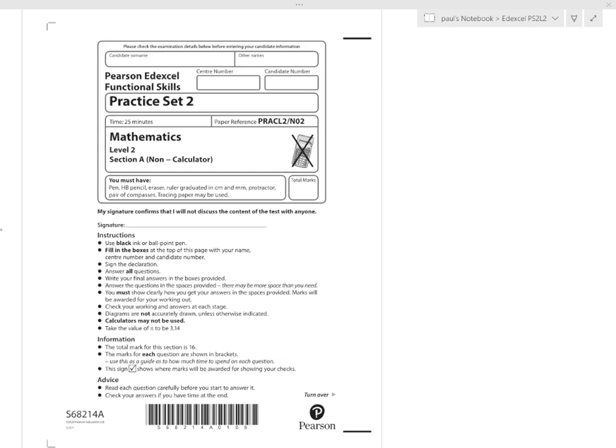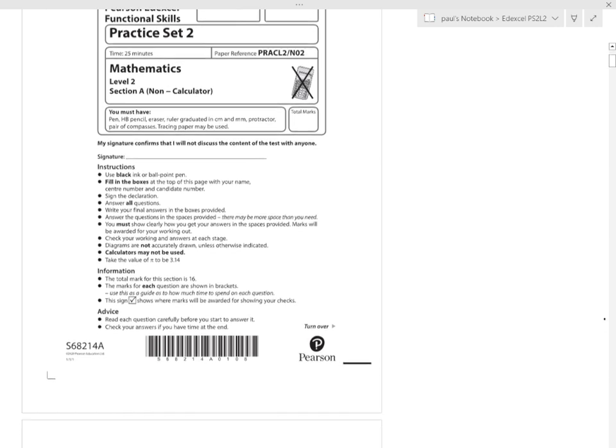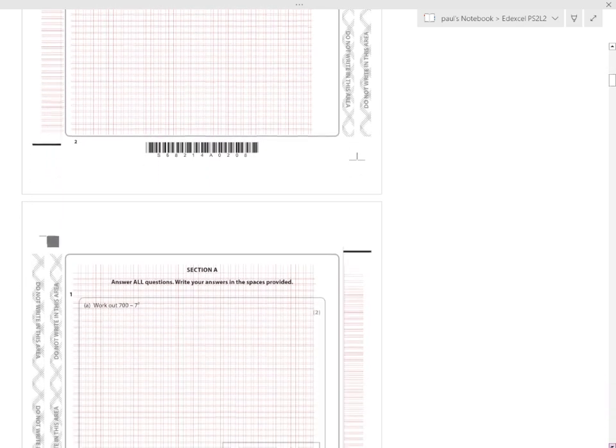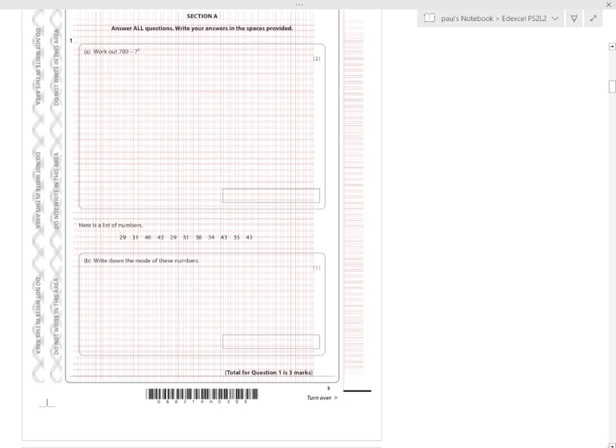Right, here's an exam from Edexcel, practice set 2. There's going to be a practice set 1 somewhere or other when I find it. This bit's the level 2 and it's a non-calculator. So let's see what we can do with this. Non-calculator. I've got all these lines all over it. What's going on there? Never mind, we'll do our best.